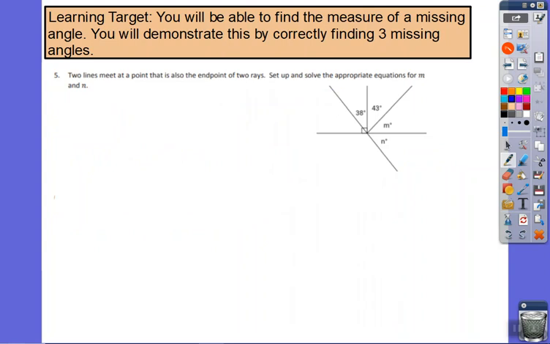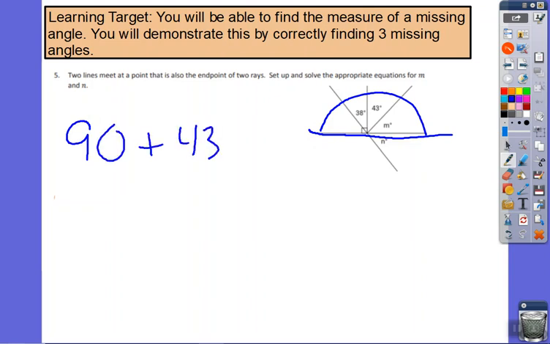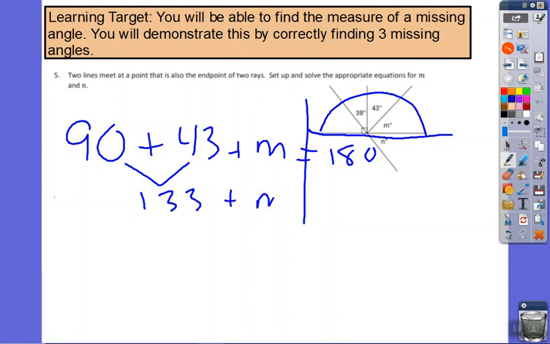Two lines meet at a point that is also the endpoint of two rays. Set up and solve the appropriate equations for m and n. Okay, so let's do m. Notice please that we have a flat line here, so all of these are going to add up to 180. So first I have a 90 in the corner, I've got a 43, and I've got an m, which is going to make 180. So an equation like this, first I would add those two, and then I'm going to solve for it.